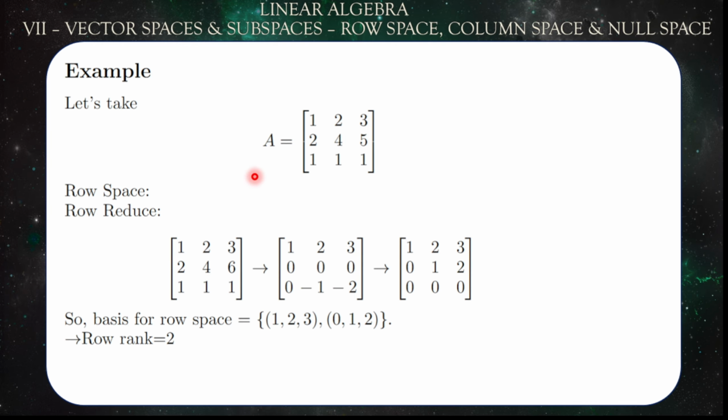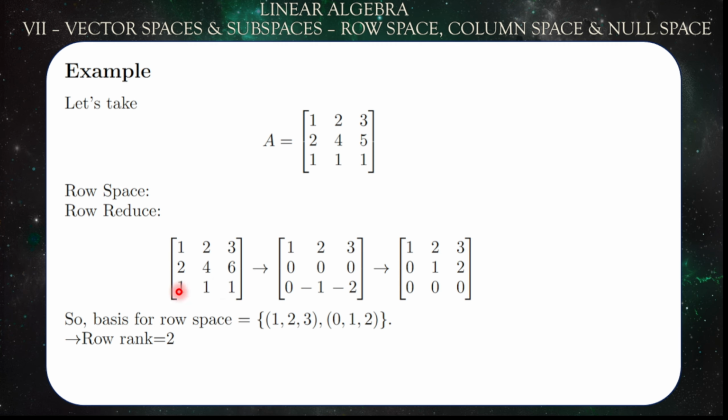Example. Let's take this 3 by 3 matrix, with 3 rows and 3 columns, A equals 1, 2, 3, 2, 4, 6, 1, 1, 1. In order to get the basis for the row space, which are the unique vectors, the generators, that are linearly independent, we need to row reduce. So how do we actually do that? You start with 1, 2, 3, 2, 4, 6, 1, 1, 1.